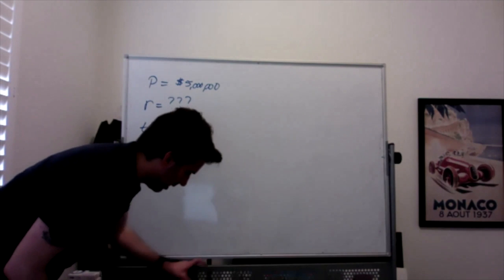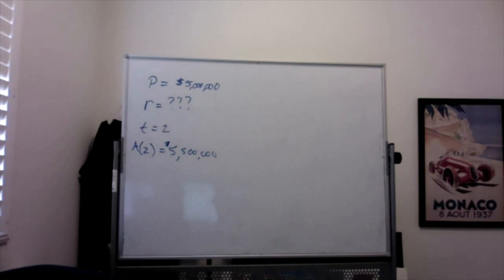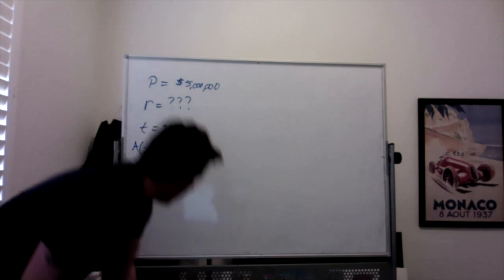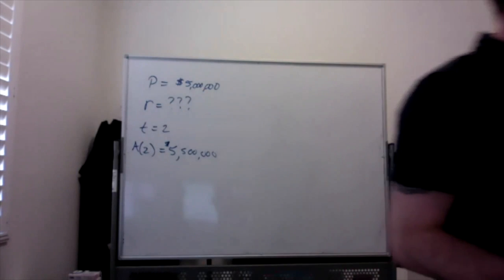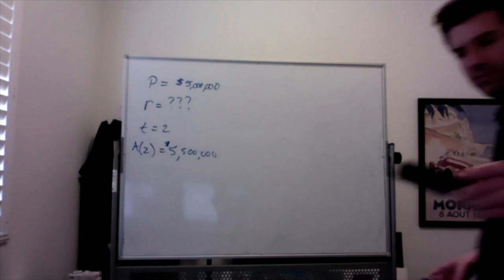The question we're trying to answer here is how to stop dropping the eraser. It's also how much interest was he earning per year.